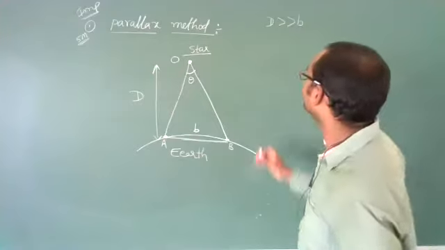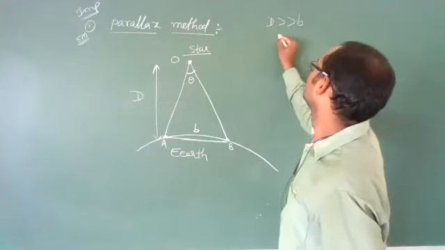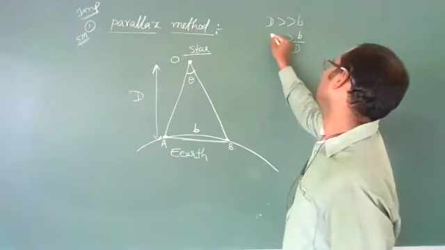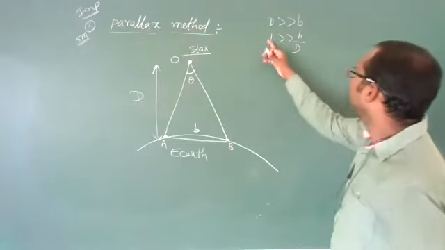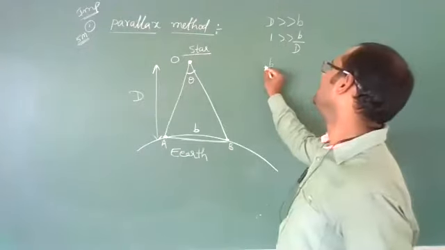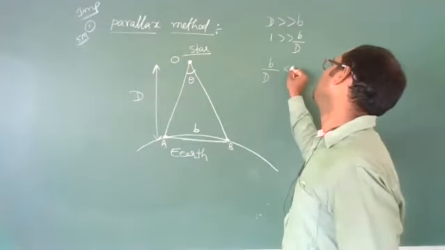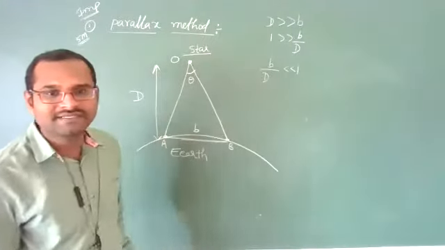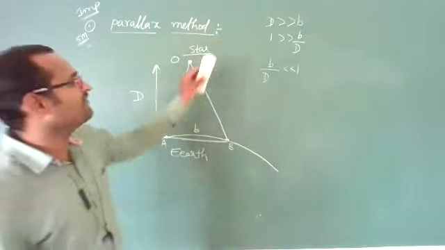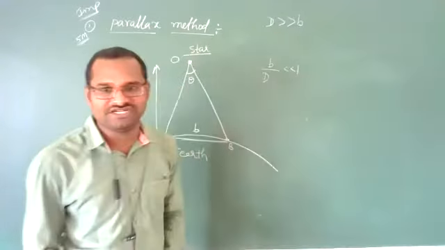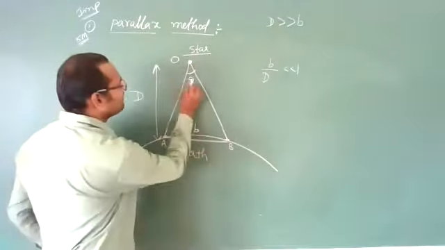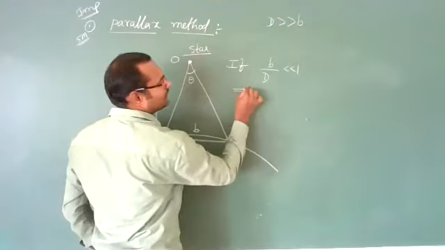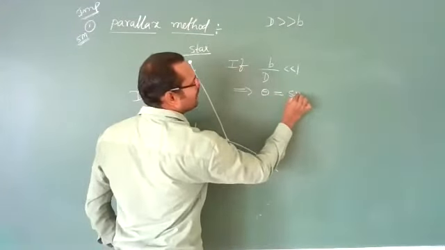Now, if you take B upon D, that means B upon D is very much less than 1. Did you understand this point? Clear? Under this type of condition, the angle we have taken, this will be very small.